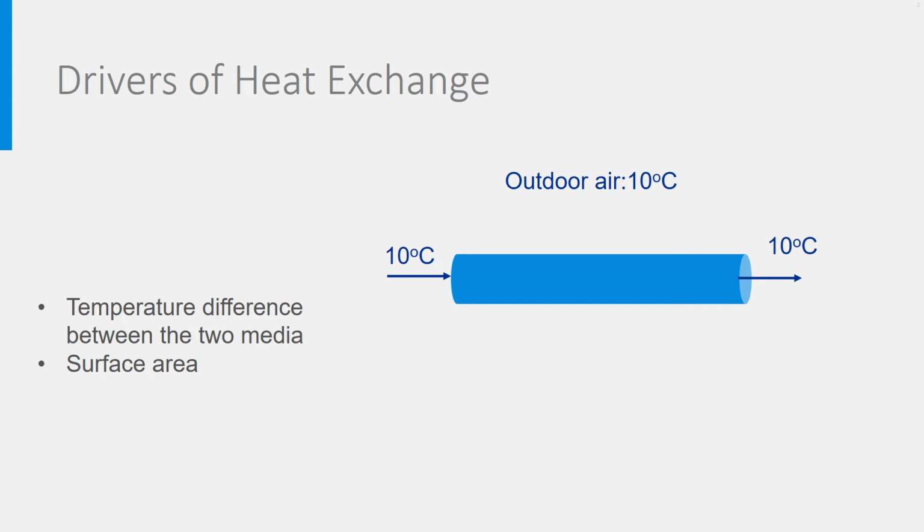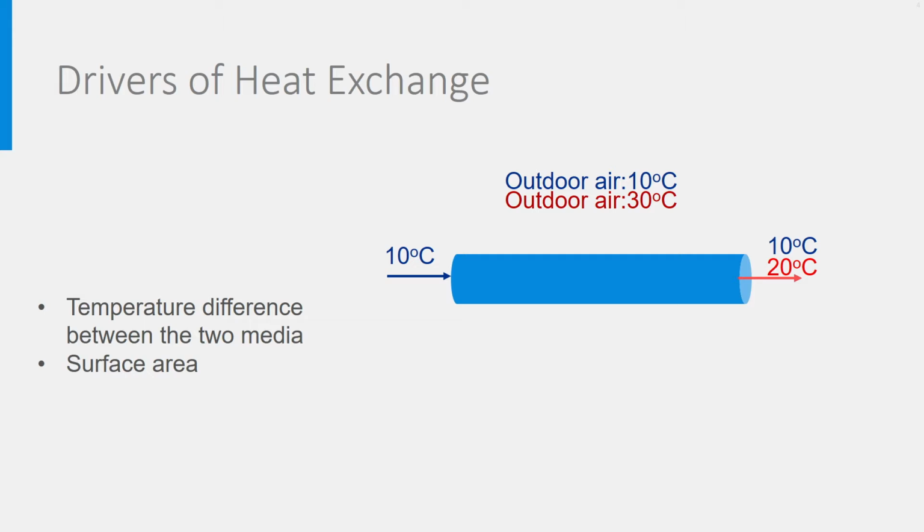Only if the air is much warmer, let's say 30 degrees, can the water in the pipe absorb some heat from the outdoor air and go out at a higher temperature, 20 degrees in my example. So we need a temperature difference.